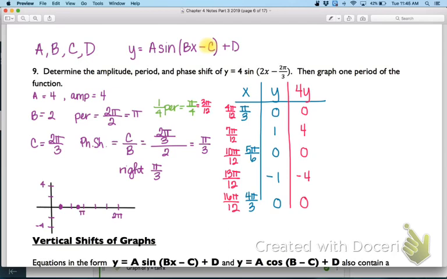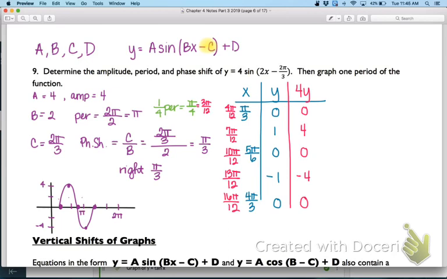And then the last one is at 4 pi thirds. So again, 1, 2, 3, 4 pi thirds is going to be right here. So 7 pi 12ths and 13 pi 12ths are kind of like halfway in between those 2 points. So here and here. And so one period of the sine curve looks like that.